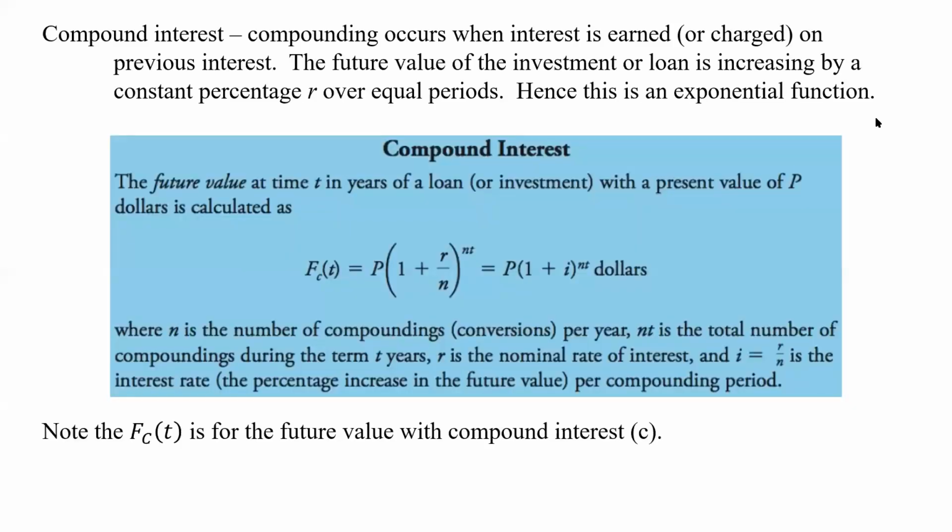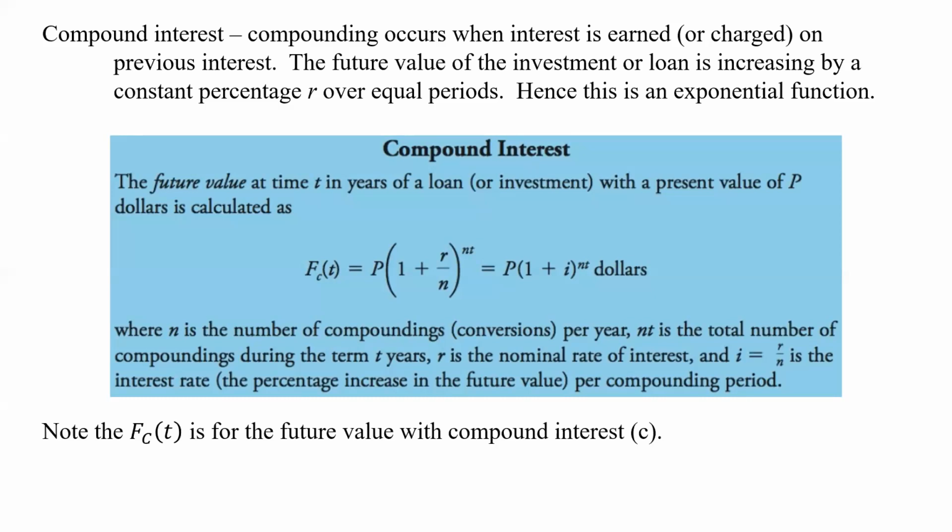So we looked at simple interest before. Now let's move on to compound interest. This is the better kind of interest of the two. Now, compounding occurs when interest is earned or charged on previous interest. So the future value of the investment or loan is increasing by a constant percentage R over equal periods. Hence, it's an exponential function.